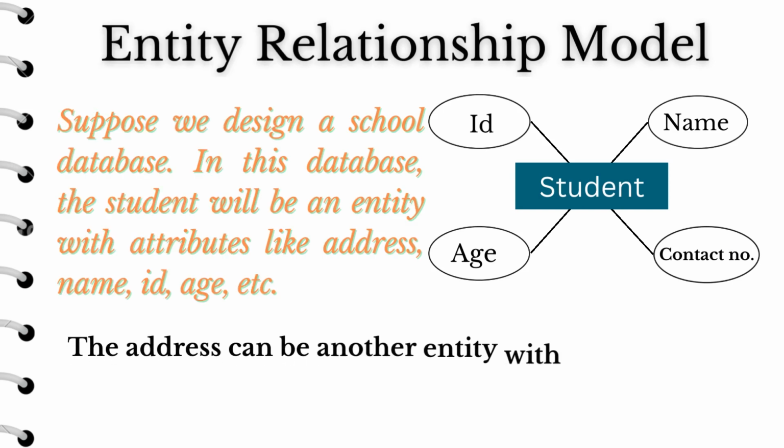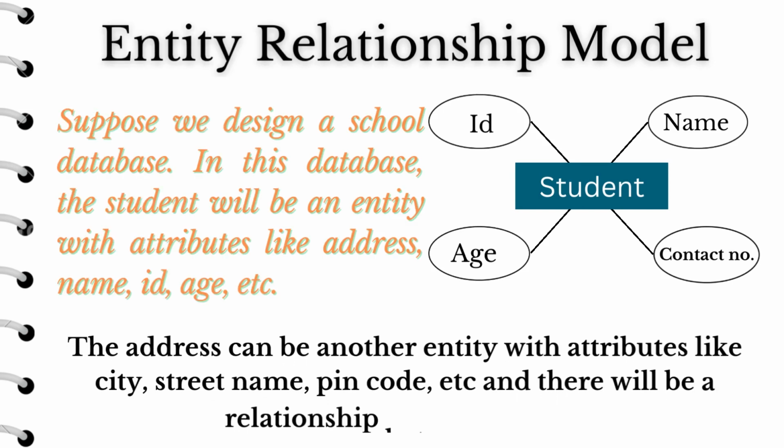Assume that we design a school database. In this database, the student will be an entity with attributes like address, name, ID, age. The address can be another entity with attributes like city, street name, pin code, and there will be a relationship between them.